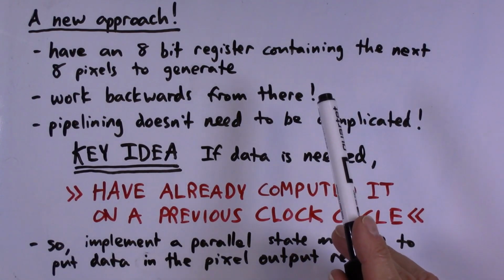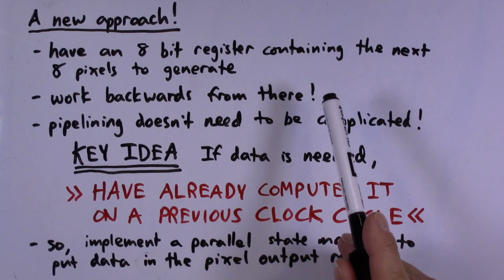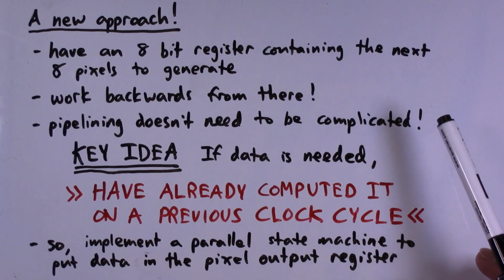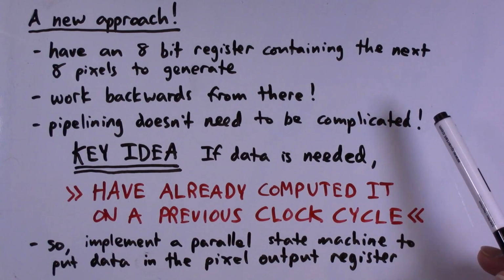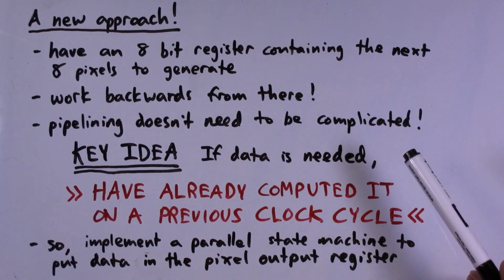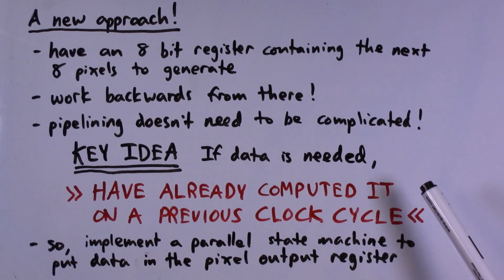So when thinking about the problem this way, we basically just have to work backwards and make sure that the correct data is in that register. This is sort of my big insight, and this is probably something that's very obvious to people who have experience with FPGAs, but I'm still pretty much a newbie. The idea is that if the design needs data, then the right way to have that data is to have already computed it on a previous clock cycle.